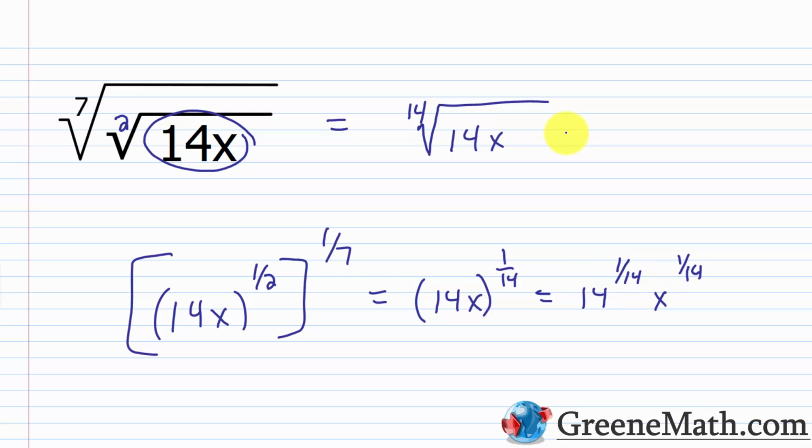They're equivalent because I could write this as the 14th root of 14 times the 14th root of x. But you wouldn't want to do that, so we would just leave our answer in this format here and say that this is the 14th root of 14x.